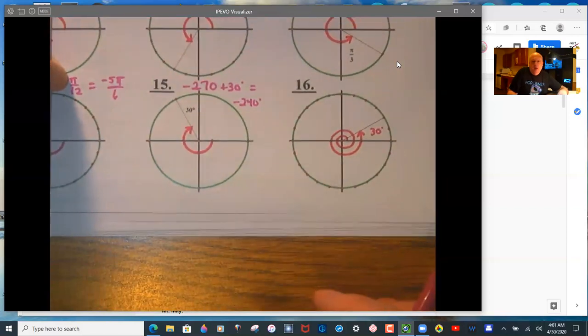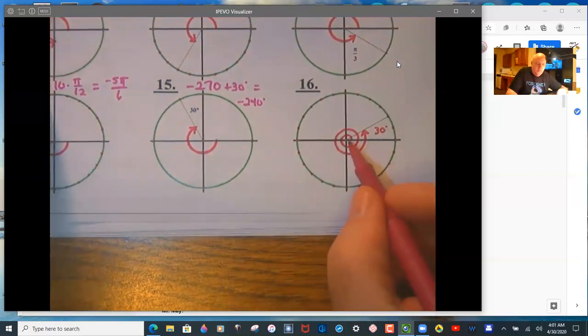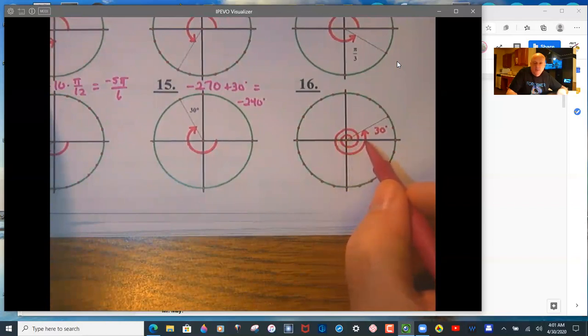And then you can have multiple revolutions. So once, twice, and it's degrees. So twice is 720. Once around is 360, twice is 720 plus 30.